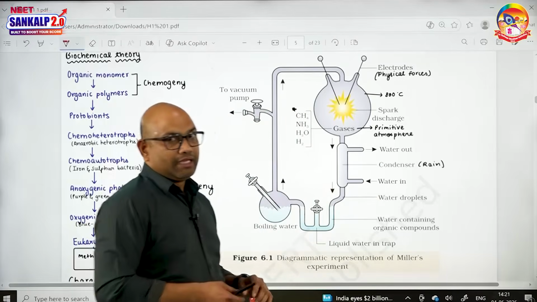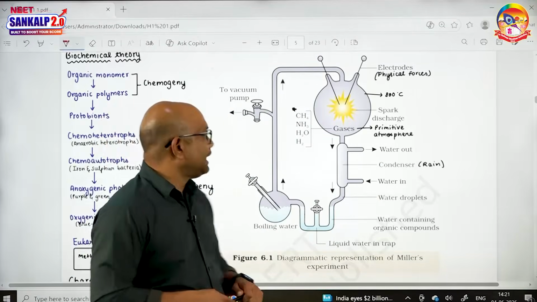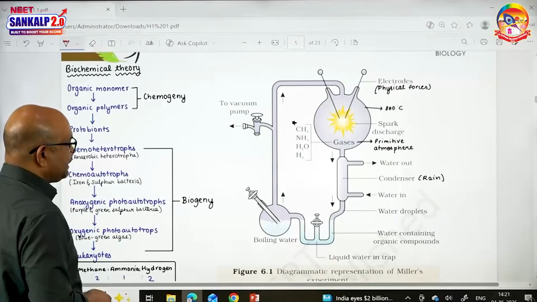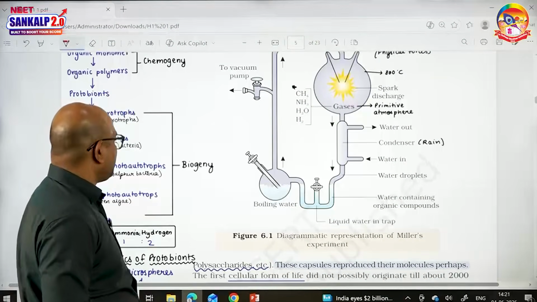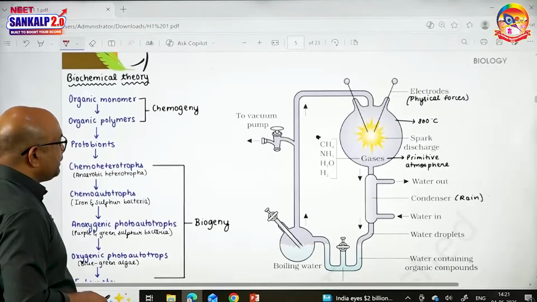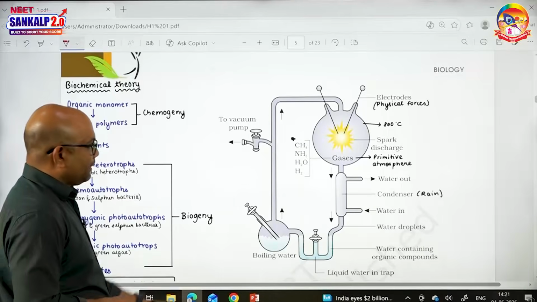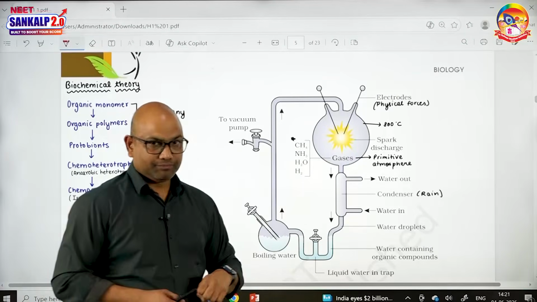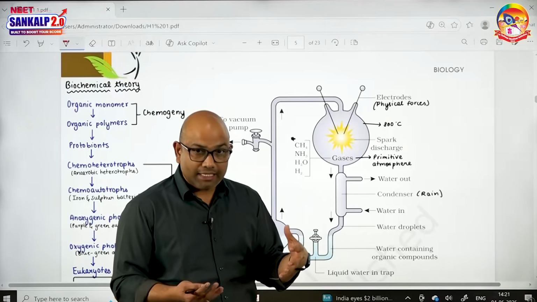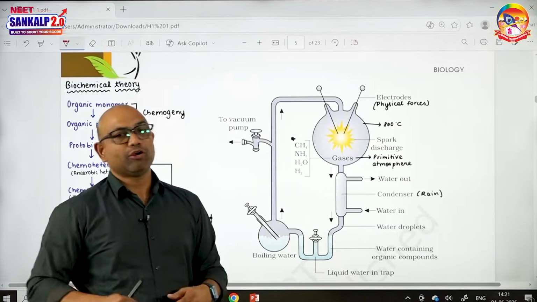proved by a scientist called Stanley Miller in 1953. Miller conducted this experiment in 1953, Miller's experiment. So, what did Miller do to prove the chemogeny? See this. Miller took a spark chamber with some gaseous composition to imitate the primitive atmosphere explained by Haldane and Oparin.